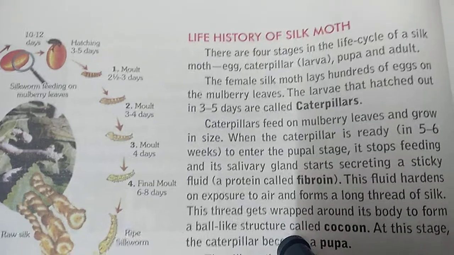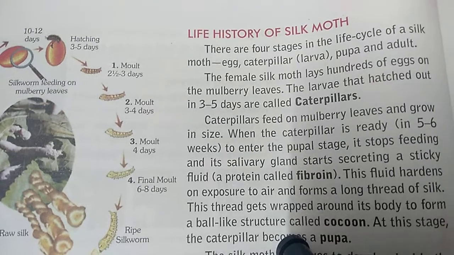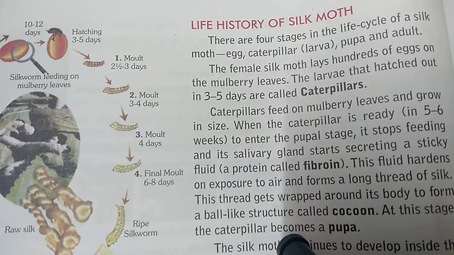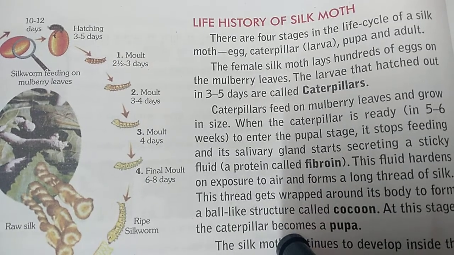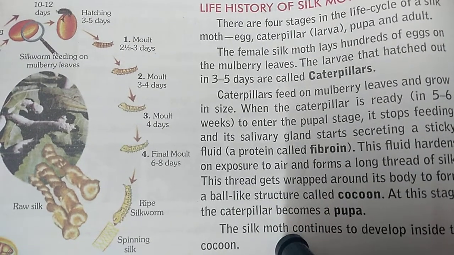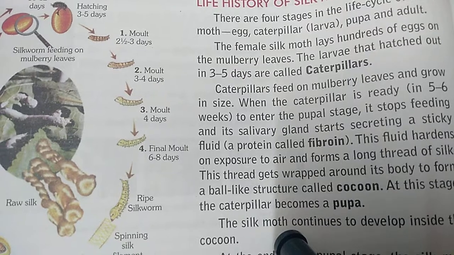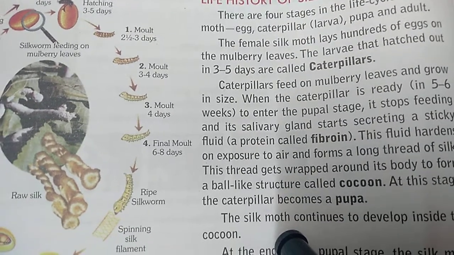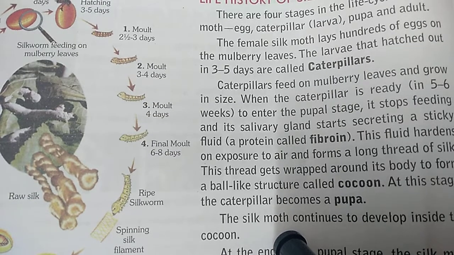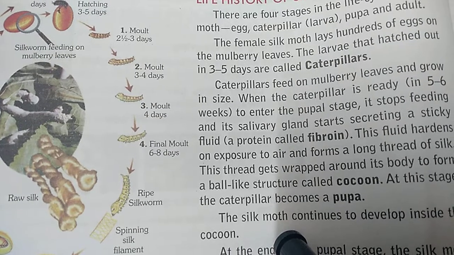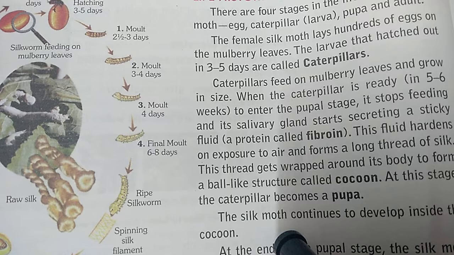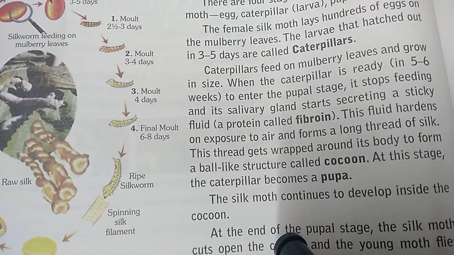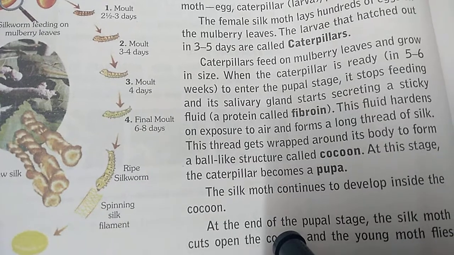What is the life cycle of a silk moth? There are four stages in the life cycle of a silk moth: egg, caterpillar, pupa, and adult. Generally, silkworms feed on mulberry leaves, and over there the moth lays hundreds of eggs. When the eggs hatch and larvae come out, these larvae are called caterpillars. Caterpillars start to feed on mulberry leaves and grow in size.